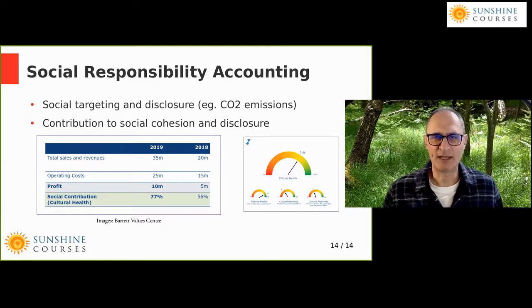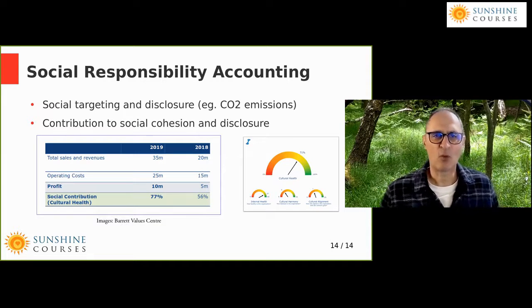So a 0% is when you're really abusing all your employees. You're pumping out poison everywhere. You don't care about anyone. Your exclusive interest is maximizing profits, however you can get it, whatever cost you have for anybody, you don't care. That would give you a zero cultural health rate, or a zero contribution to social cohesion.